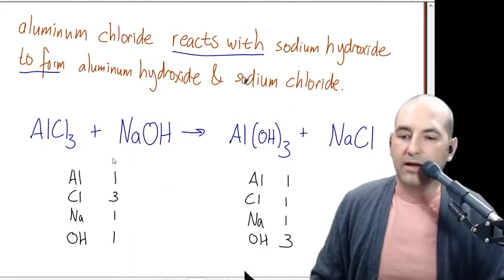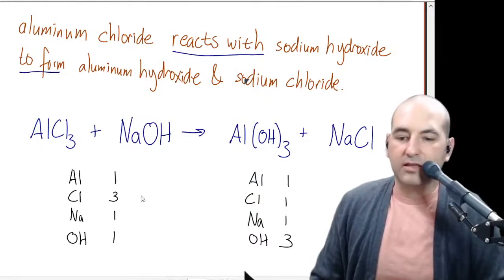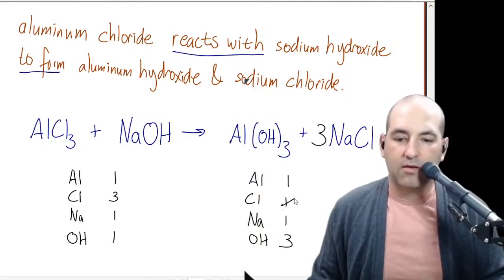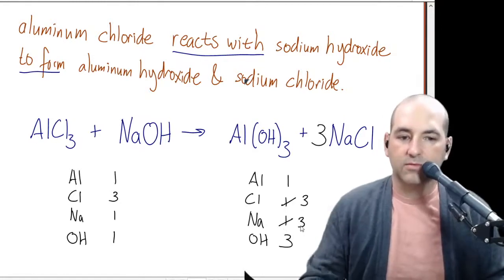Okay, so now I can go about balancing however I like. I can start with chlorine, I can start with hydroxide. Let's start with chlorine here. So I'm going to change this to a 3. That way I can get 3 chlorines. That's also going to give me 3 sodiums.